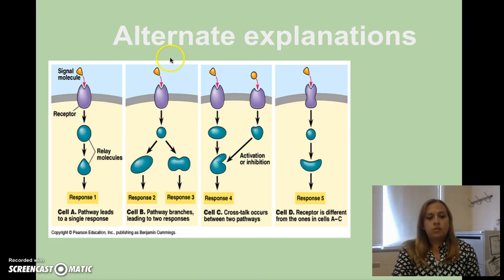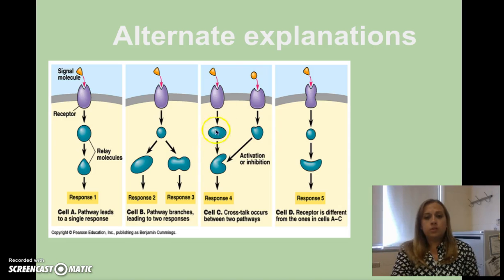In a different cell, though, you could have the same signal molecule and receptor protein, but instead of the same relay, here you could alternate two different branches. So you have two different relay proteins activated, and here you're actually going to get two different responses, response 2 and 3.